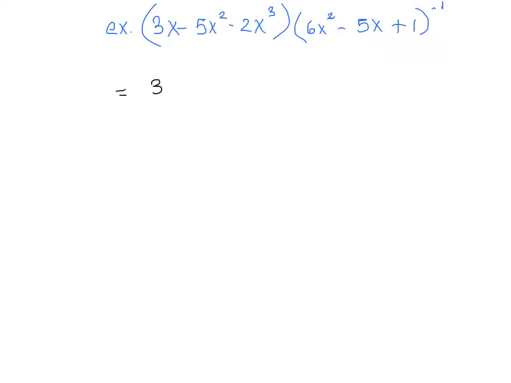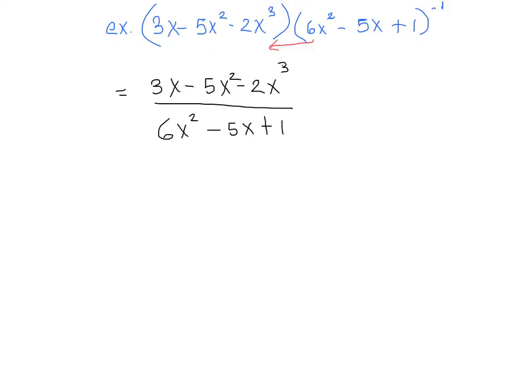So we have here that this expression is equal to 3x, so I'm just rewriting the left side. And we're going to take this part of it and move it to the denominator. So we get that that's over 6x squared minus 5x plus 1. And now it's raised to the first power, so I don't even have to put it there because moving it down changed the exponent from negative to positive. Okay, great.